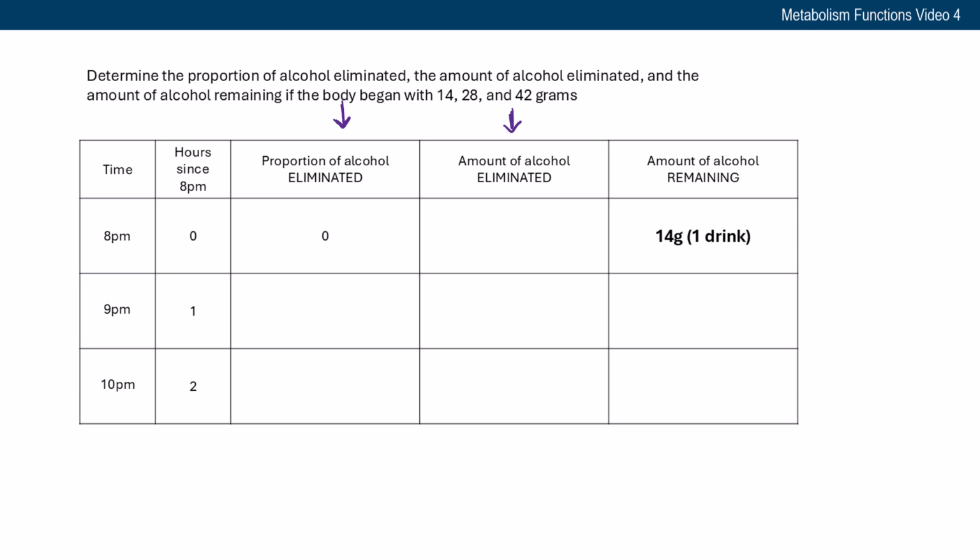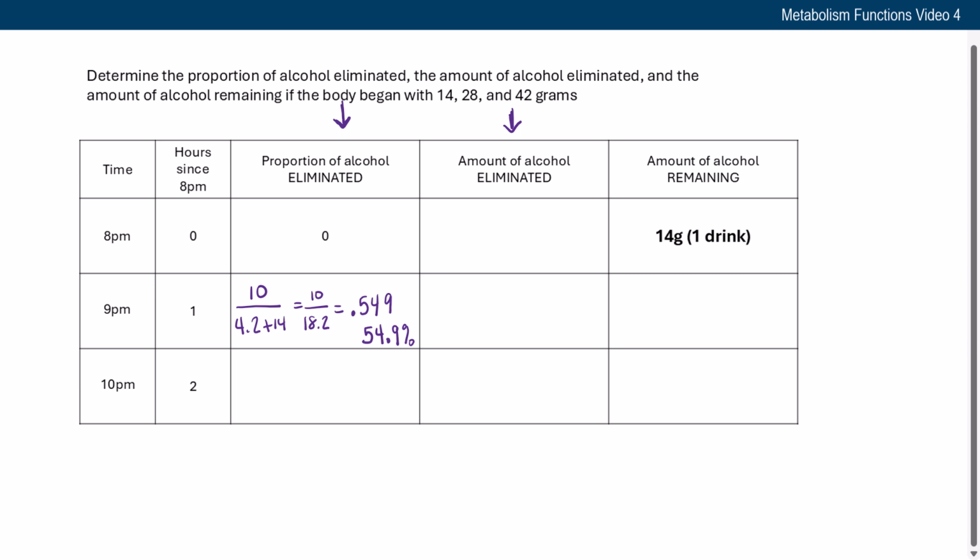So after 1 hour in the system, we're going to think about the proportion, which is that first formula. So 10 divided by 4.2 plus 14. That gives us 10 divided by 18.2, which is 0.549. Or we can write that as a percent of 54.9% of alcohol is eliminated from your system.